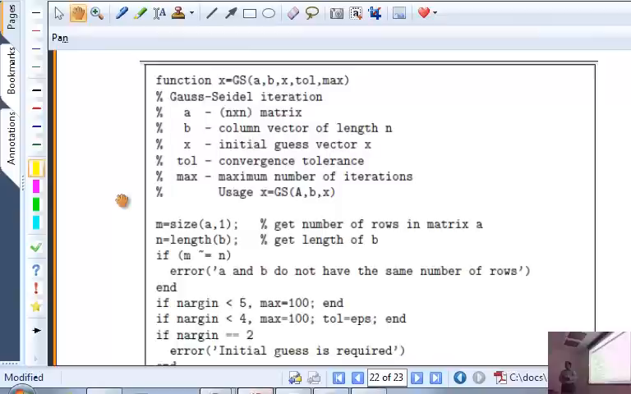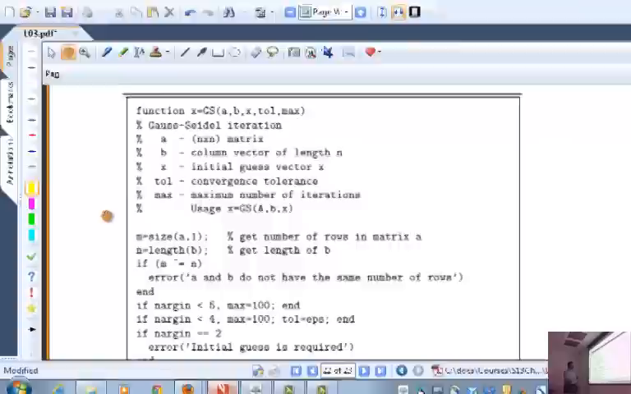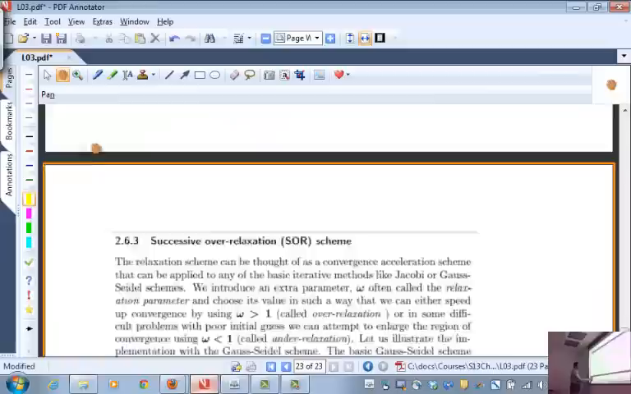And the max is there to safeguard in case it doesn't converge and you don't want to get into an infinite loop. Okay? So try a maximum number of iterations, 20 iterations, 100 iterations, and then give up. So you should study these pieces of MATLAB code to understand that you have a grasp of how to implement these ideas.